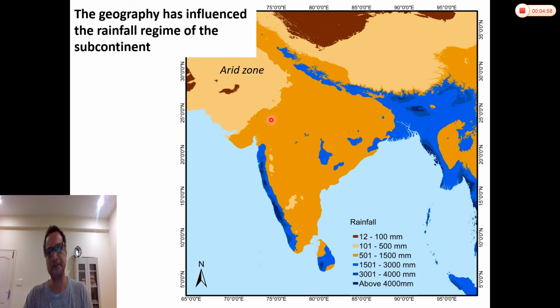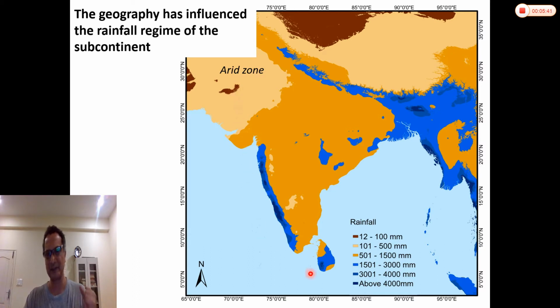If you look at the rainfall map of India, you notice that India is surrounded, not exactly surrounded, but to the north and to the east, there is arid zone. So you have the cold desert here, and you have the hot desert to the northwest, thereby again separating India from the rest of Asia. Whereas in the northeast, there is more of a contiguous climatic regime. So geography has also influenced rainfall regime. So both geography and climate sort of isolated India from the rest of Asia.